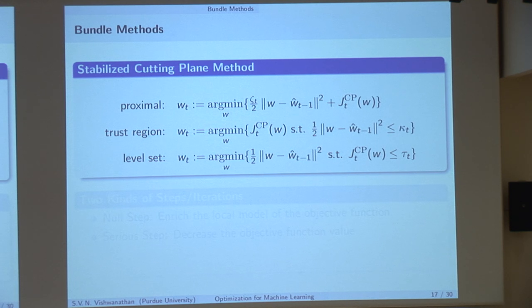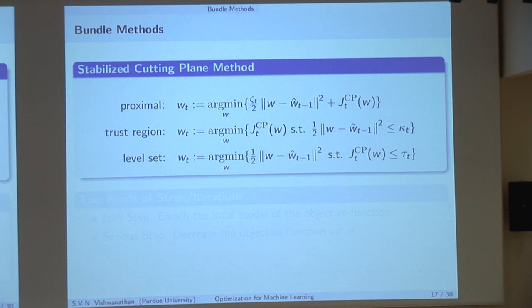Again, an equivalent form of regularization is just to take this and put it into the constraints. And this is a third form, which is a weird set. I think this is more due to Nesterov, where they instead minimize the regularizer but ensure that the value of the cutting plane model is below a certain parameter. So these are all classic ways of fixing these cutting plane methods.